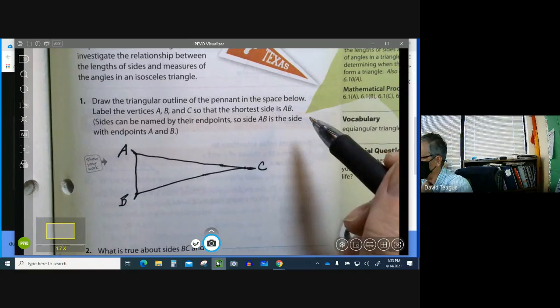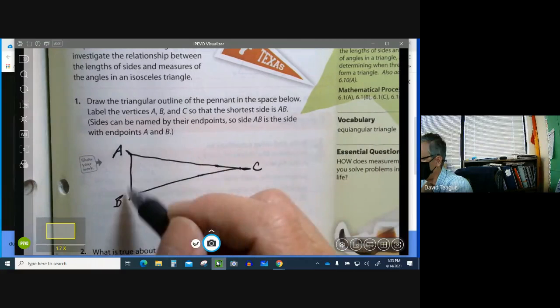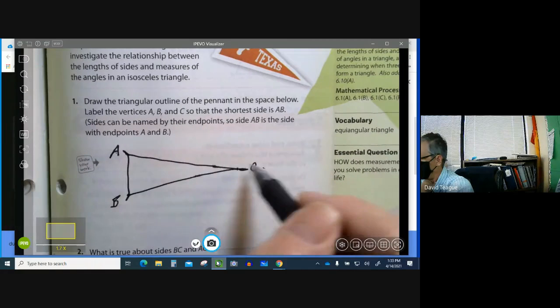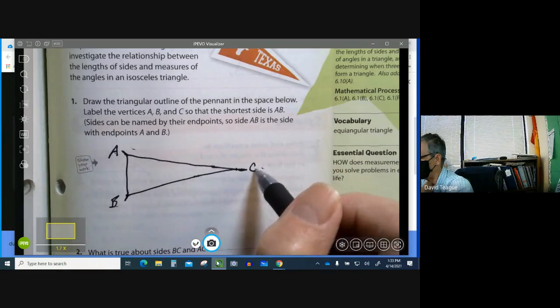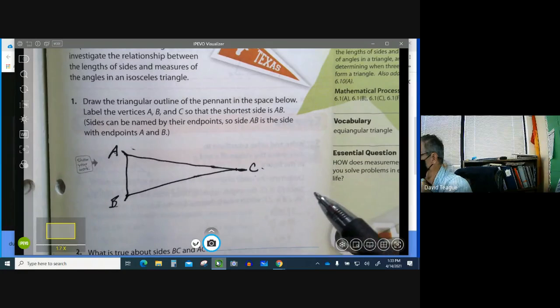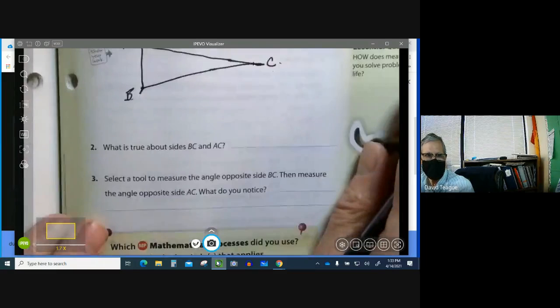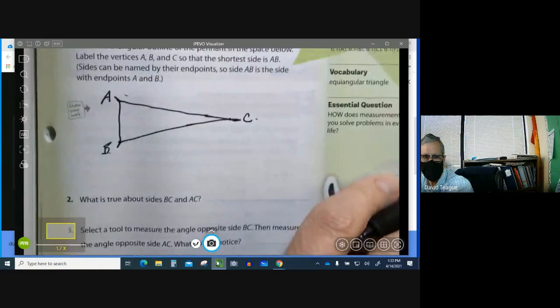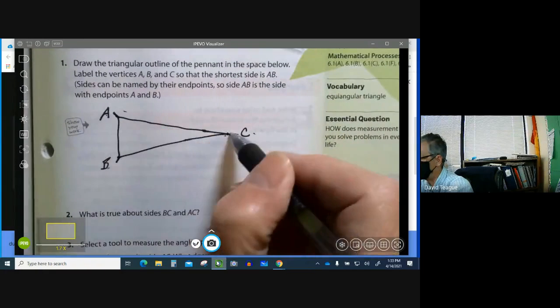Sides can be named by their endpoints. So the side AB is this side. Side AC is this side, or side BC. You could also say side CB. You could do that. It doesn't have any specific order on how you name them. Okay. So what is true about the sides BC and AC?